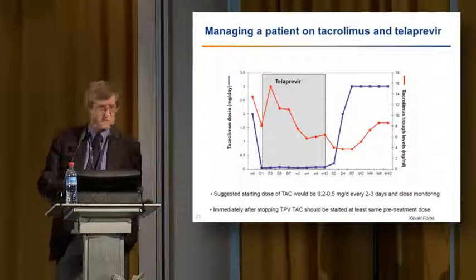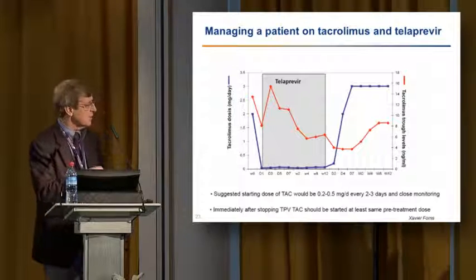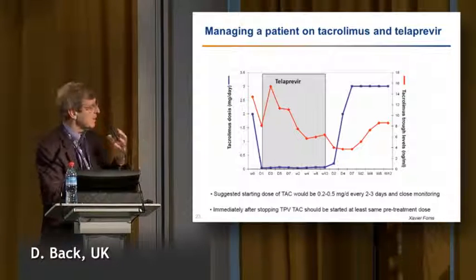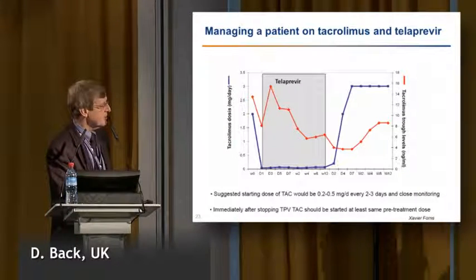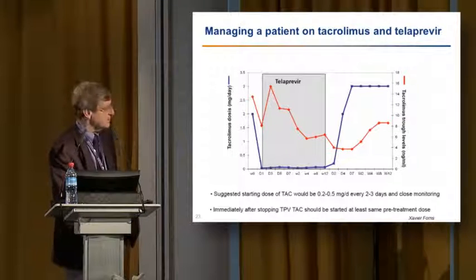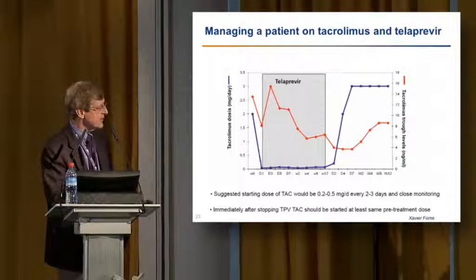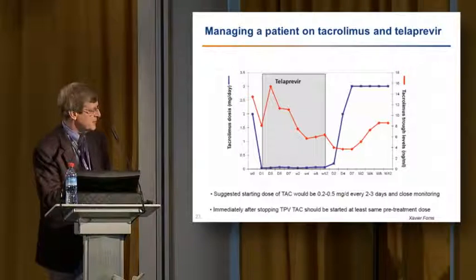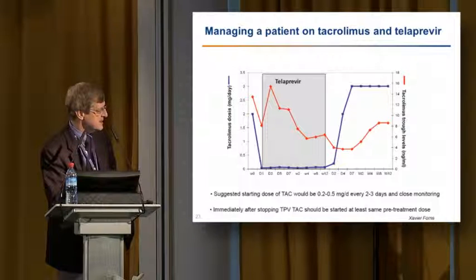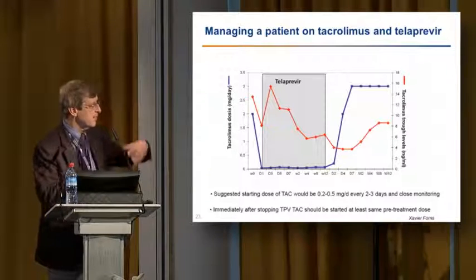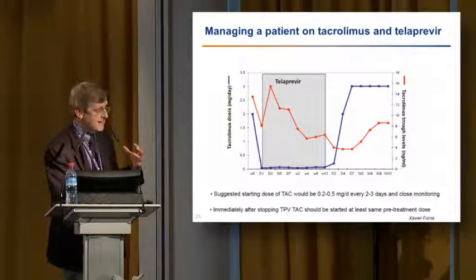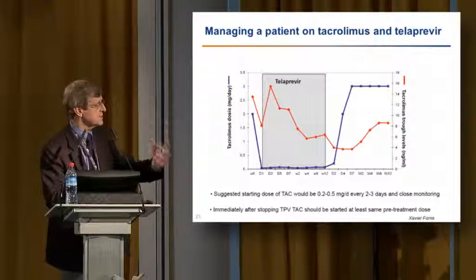Now here is a case from a friend, Xavier Fauns, who treated a patient who was on tacrolimus stabilized with telaprevir. The dose of tacrolimus was 2 milligrams per day. The patient started telaprevir, and the dose of the tacrolimus was reduced to around 0.2 milligrams every 2 or 3 days. So the dose is now down here. And the monitoring of the plasma levels of the immunosuppressant is being done to maintain adequate tacrolimus concentrations.